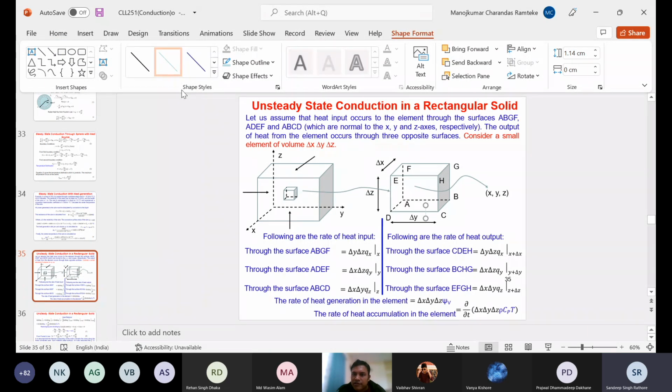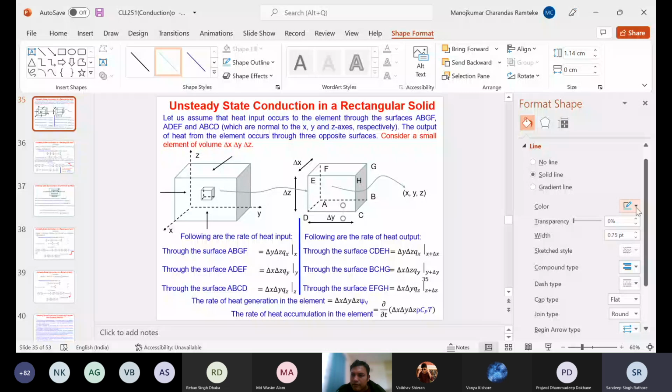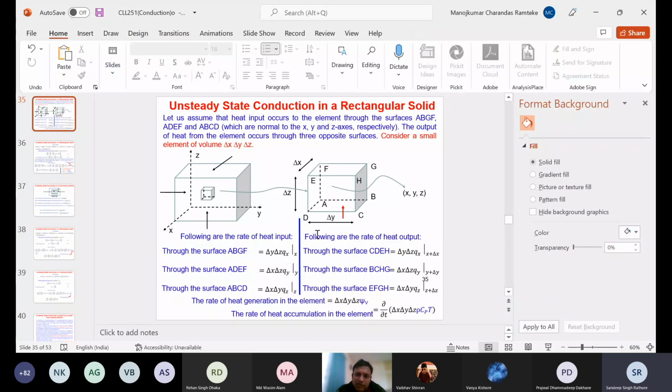Are the slides visible or not? Hello? Yes, sir. So I am just making a different color so that you will appreciate what I am trying to say here. Okay, so this is the direction of the heat input. Another will be, let me just again draw.